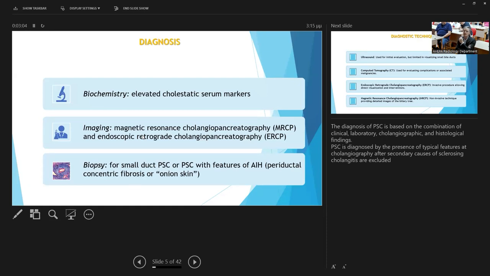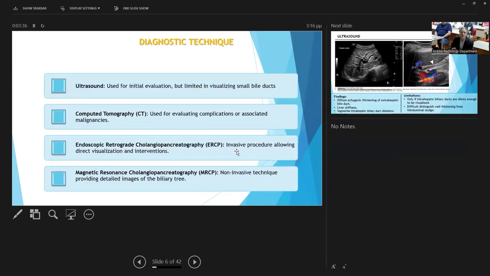How can we do the diagnosis? As we already said, first, the biochemistry, because the patient has an elevated cholestatic serum marker. Then we can move to the imaging, in which the magnetic resonance cholangiopancreatography and endoscopic retrograde cholangiopancreatography have both an important role in making the correct diagnosis. And finally, the biopsy that usually is used only in those patients with small duct disease or with autoimmune hepatitis.